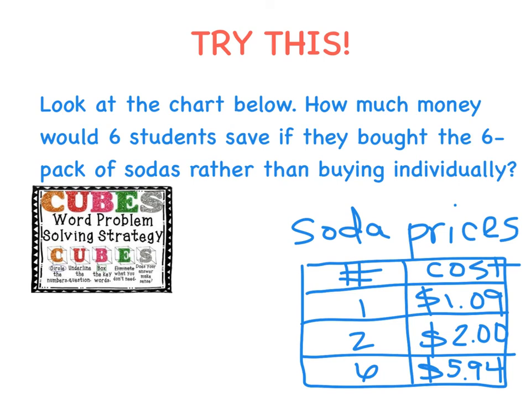I want to know how much money 6 students would save if they bought the bottom 6-pack rather than each buying individual sodas for the 6 of them. Individual means just 1. So how much would they save if they bought the 6-pack rather than the 6 of them each buying 1? Write that on your blue sheet. Good luck.